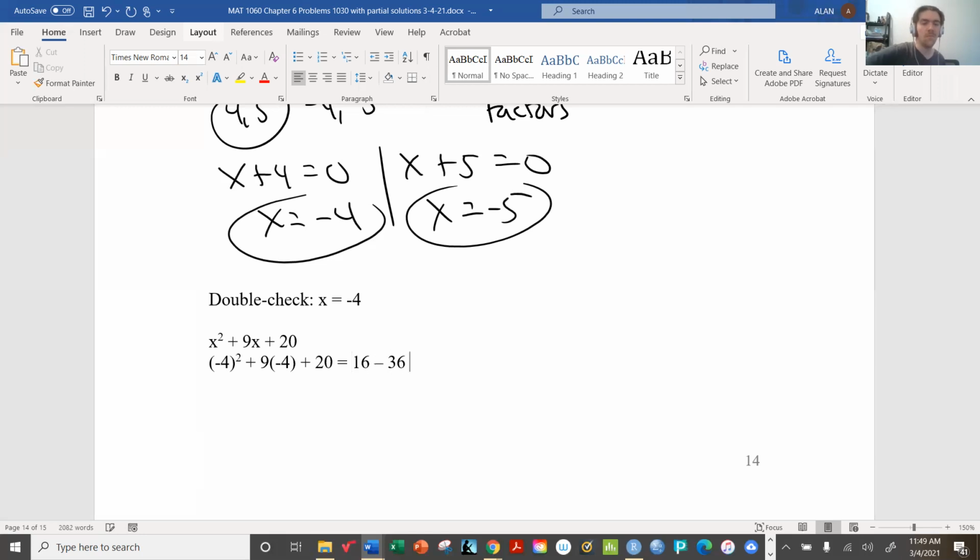All right, 16 minus 36 plus 20 is -20 plus 20. Okay, this one works. And now let's do -5.